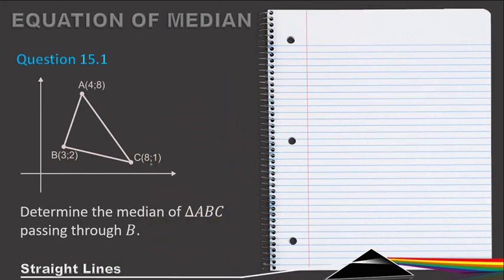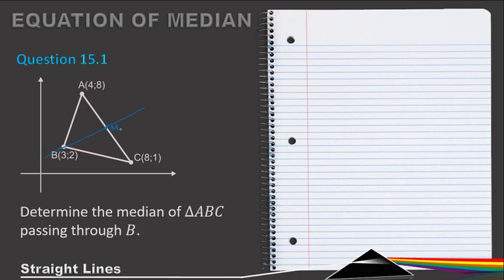Question 15.1, determine the median of triangle ABC passing through B. Now, so we need to have this line pass through B, and it has to go through the midpoint of AC. So it's this line. So the median is just the equation in its standard form, y equals to mx plus c.